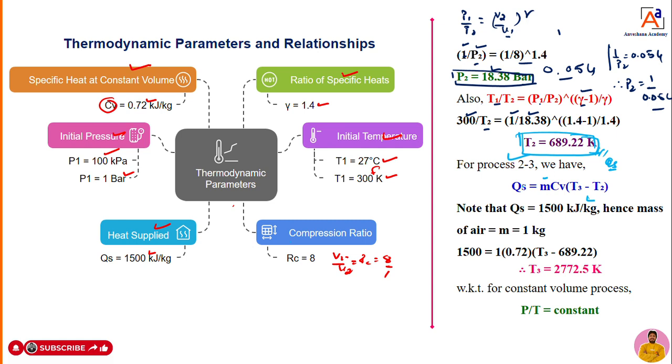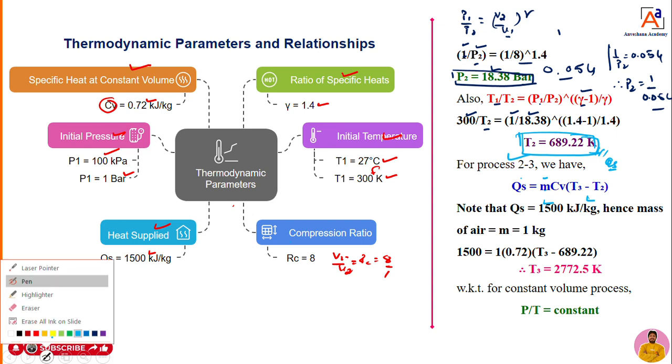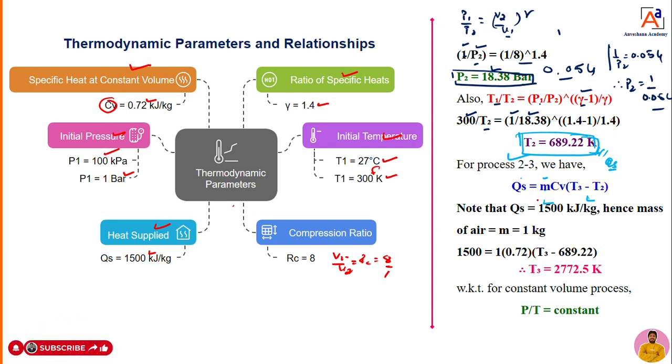So Qs is already given: heat supplied, 1500. M is 1, Cv is also given. T3 you don't know, keep it as it is. T2 you already calculated here, so the only unknown is T3. Do the simplification now and substitute all values.